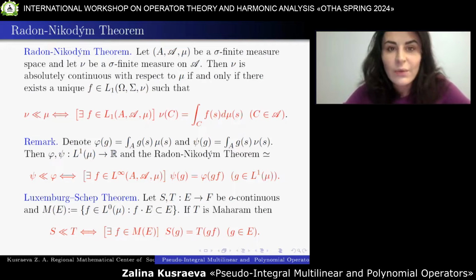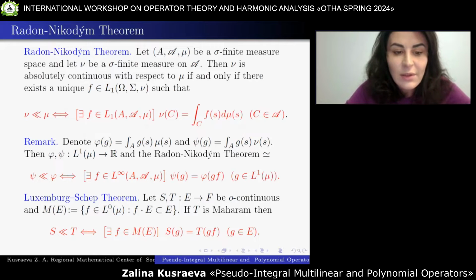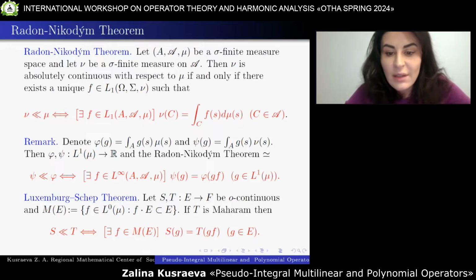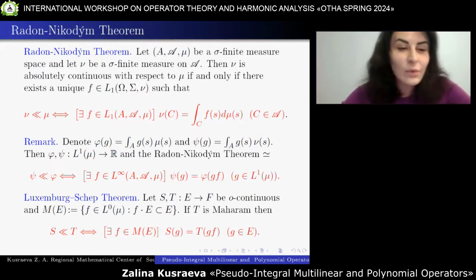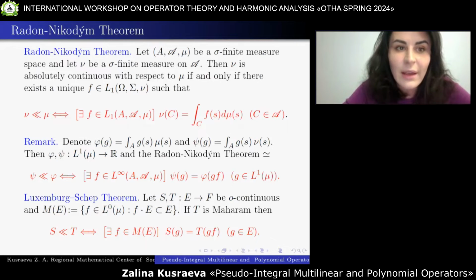Further, in this context, two functionals are considered, which are integrations with respect to measures mu and nu. Then the Radon-Nikodym theorem can be stated equivalently in terms of these functionals as follows. Psi is absolutely continuous with respect to phi if and only if there exists an essentially bounded measurable function f such that psi is a composition of phi with a multiplication by f. Here, psi is absolutely continuous with respect to phi means that so are the corresponding measures mu and nu.